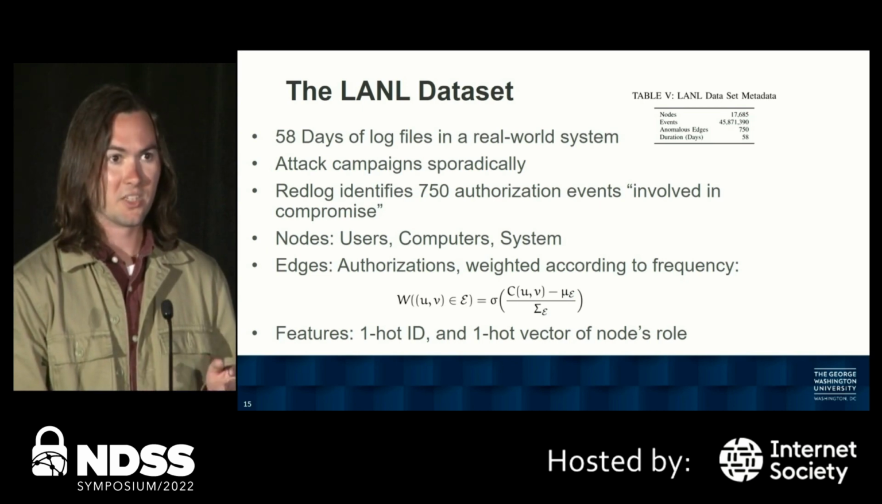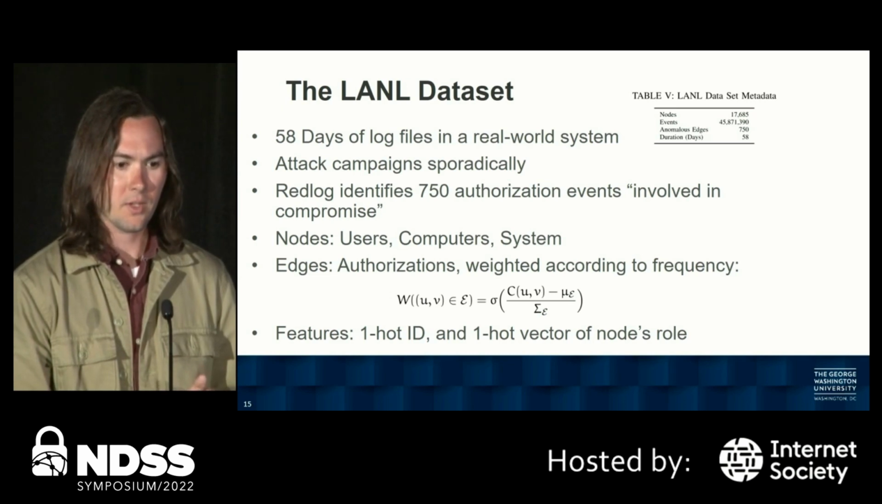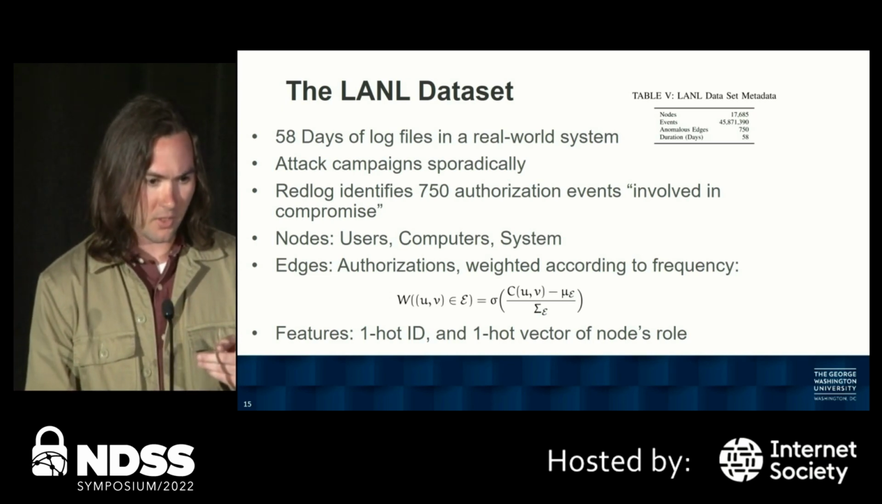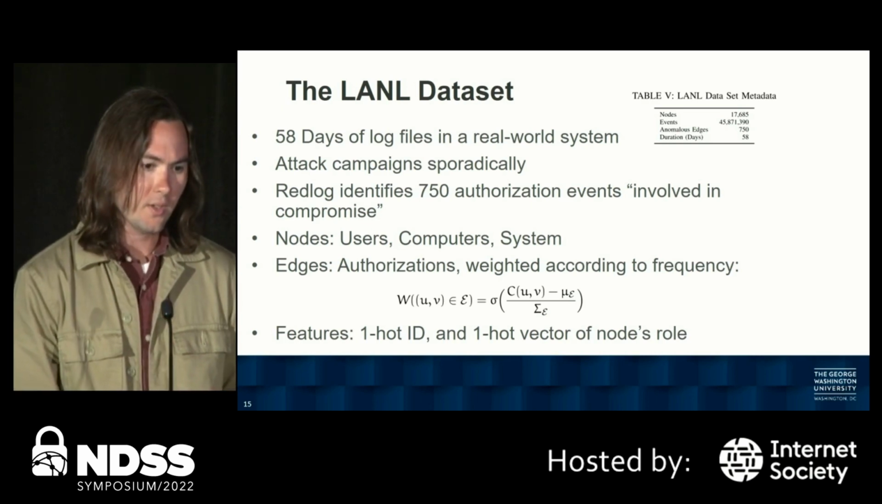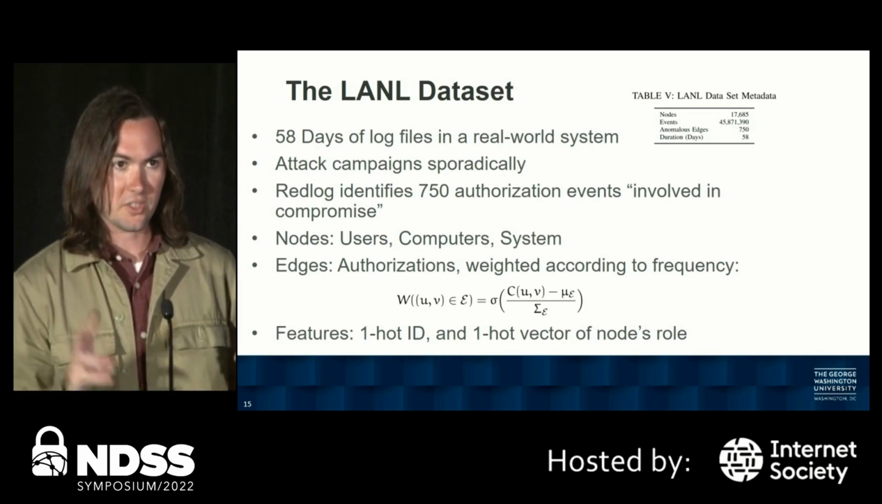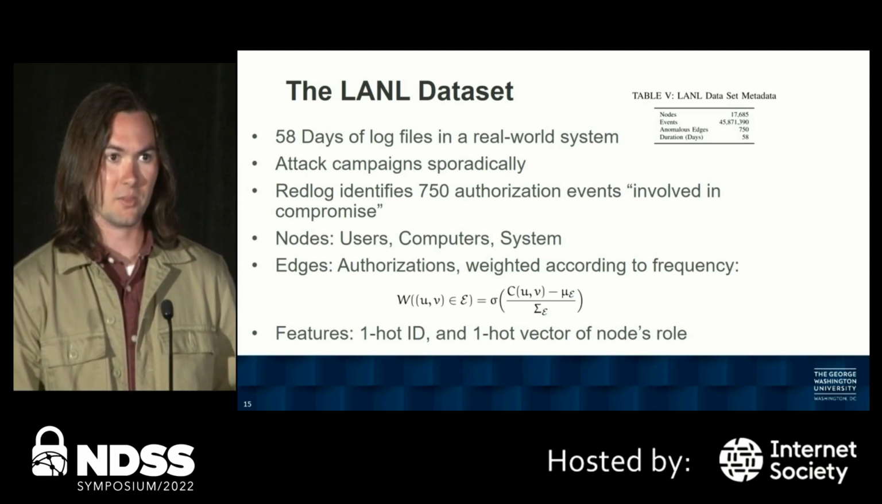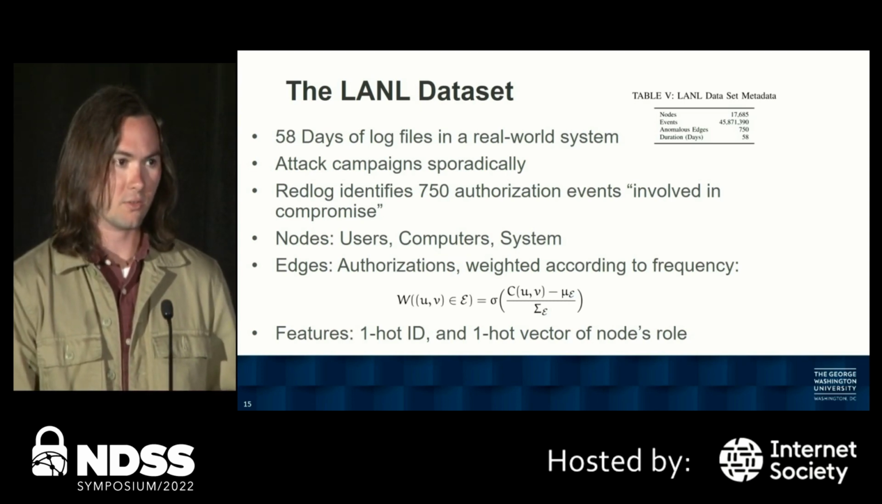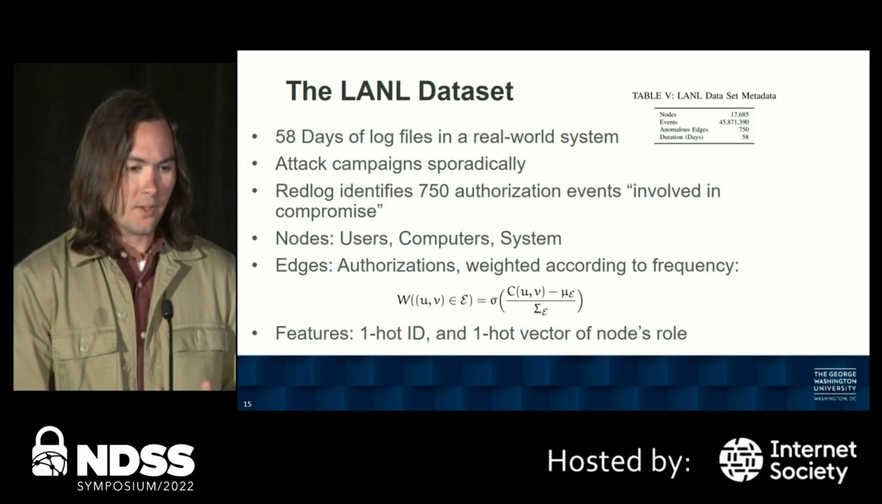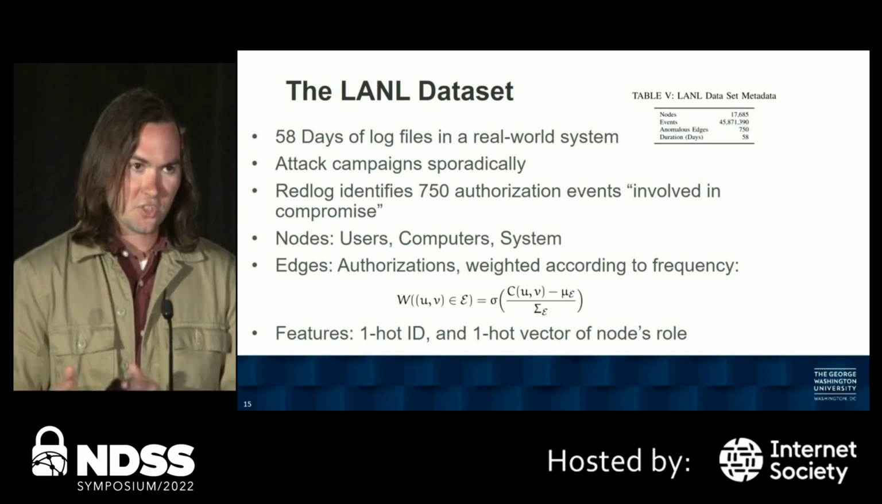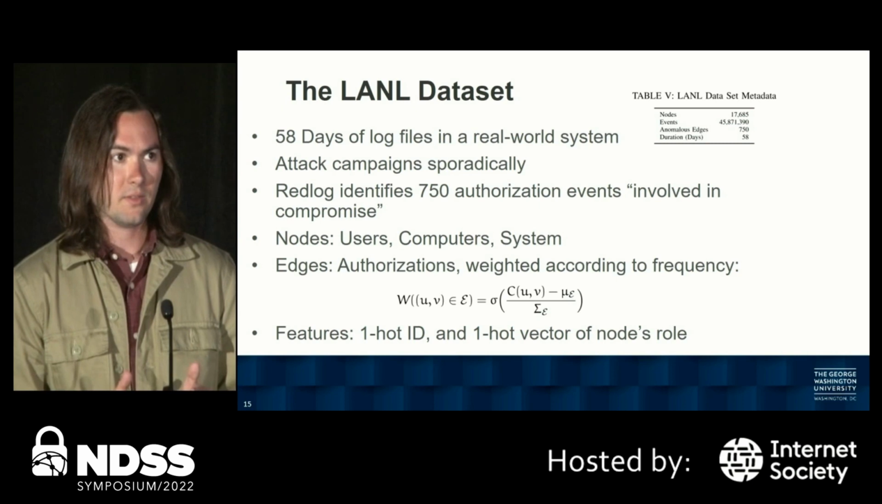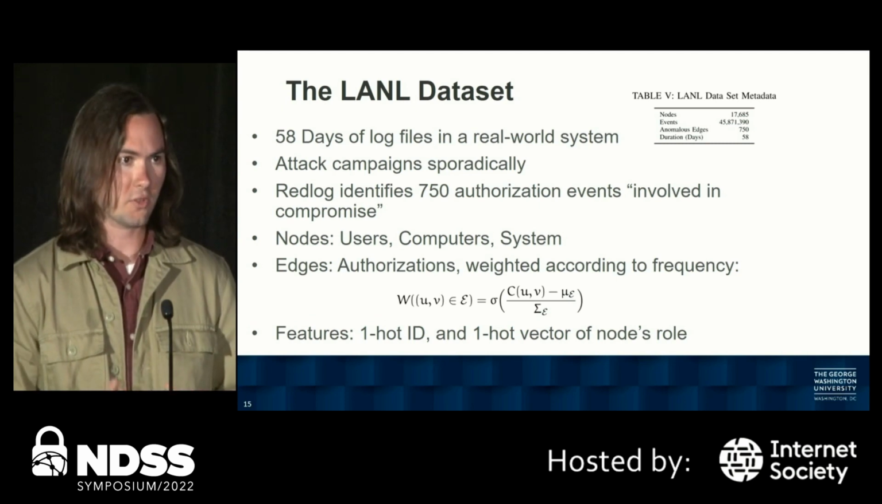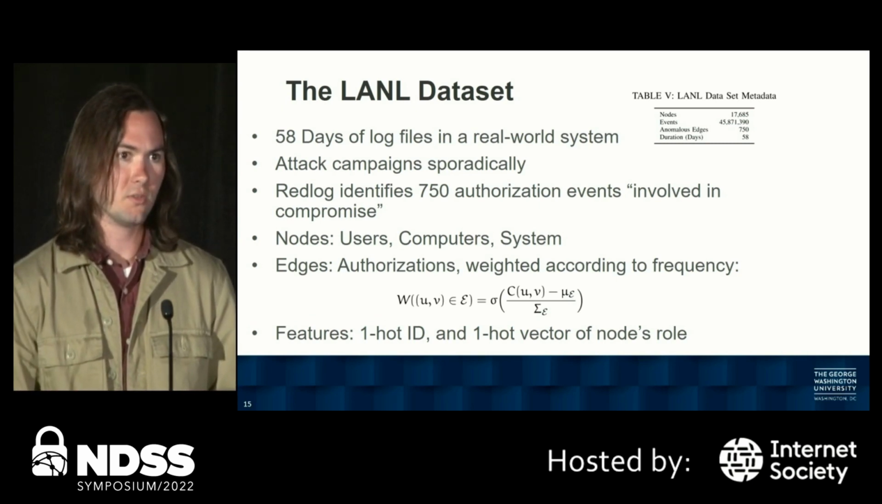It would be entirely possible to give nodes more features if they had them. Actually, for LANL, we did give them a little more. We labeled them as a user, a computer, or a system, which the system was important computers in the network, like the domain controller or something like that. And that's just appended onto the one hot identity vector. But those are the only input features that we used.